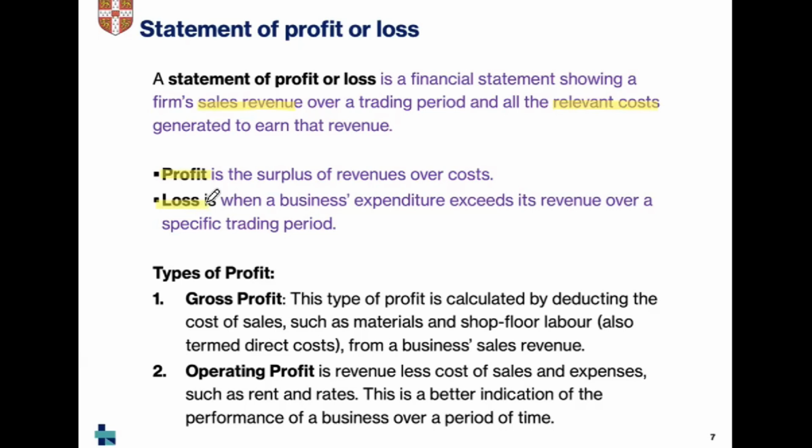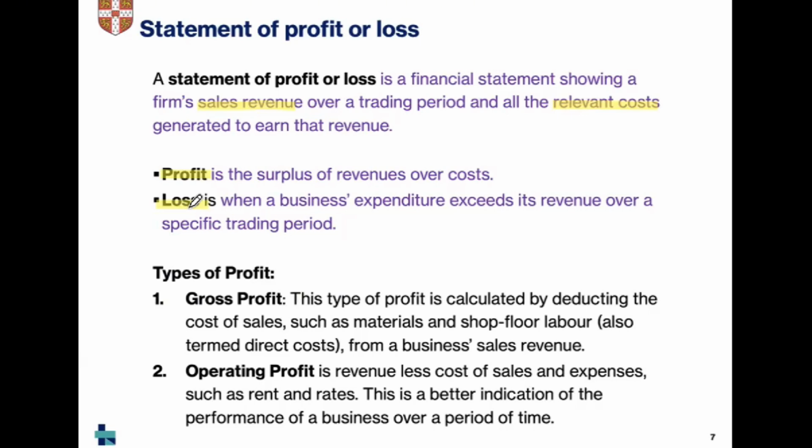So take any business. It can be a school, a water bottle manufacturing company, a mobile phone manufacturing company. If its sales revenue is greater than its cost, then it makes a profit. However, if its costs, the expenses incurred to run the business and to generate the revenue, are greater than the sales revenue, then the business is making a loss. So it's a balancing act.